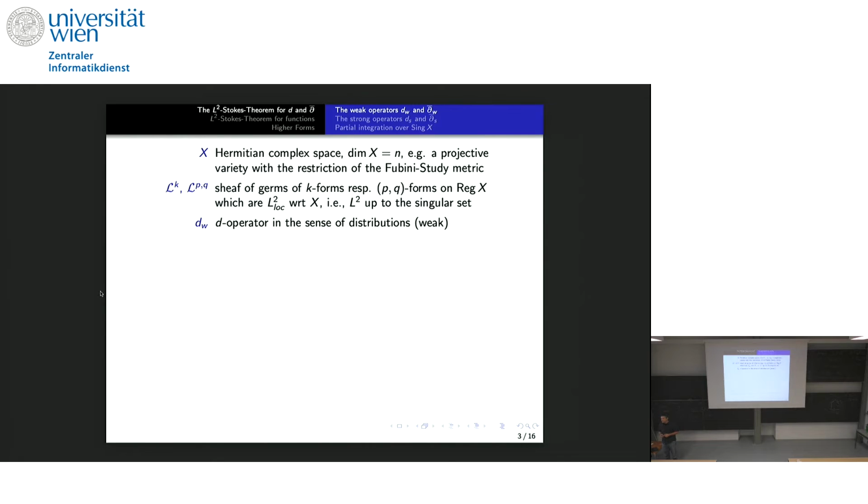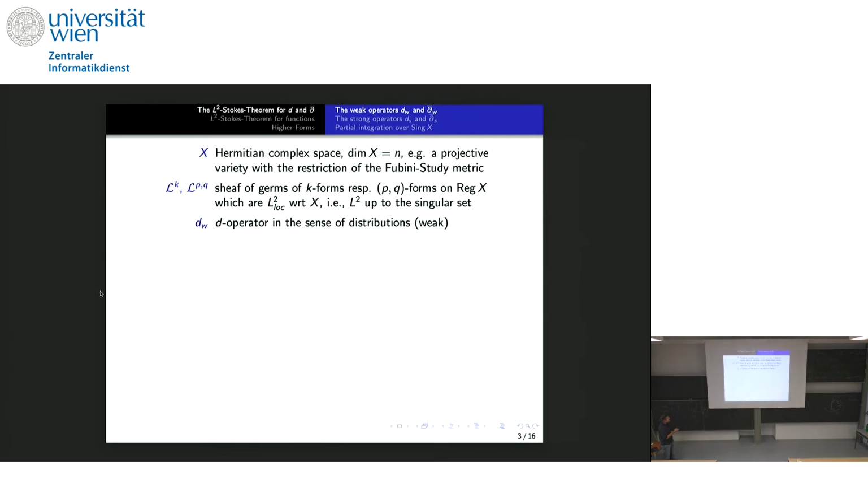A complex variety is a complex space. Yes. Usually, it should be reduced.